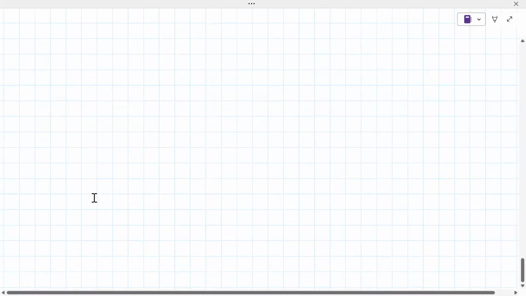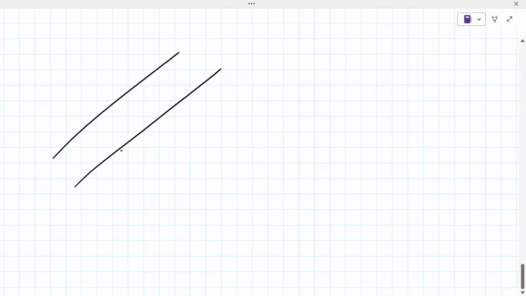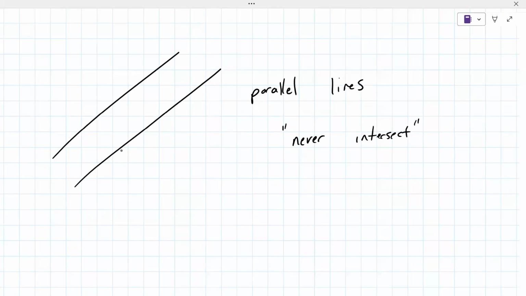So this is kind of related to the following. These two lines are considered parallel. Have you heard that word before? Okay, so in math, we say that they never intersect. And you'll see these in your geometry class as well. They never intersect. What makes them never intersect is that they have the same slope. Same slope.